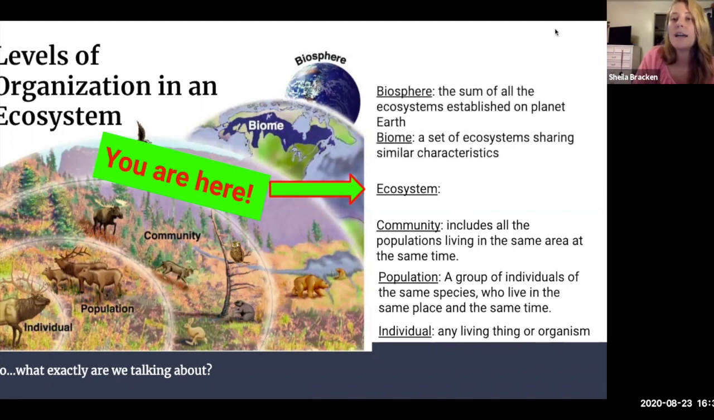Of course, a biome is a set of ecosystems sharing similar characteristics. So this looks like a prairie ecosystem, or maybe a coniferous forest, because I see some pine trees. There are other coniferous forests in other parts of the world, and those would all be considered the same biome. They all kind of have the same characteristics within that ecosystem. And our biosphere is the sum of all the ecosystems established on our planet. So our biosphere, you can kind of think of like all the things around the earth, right?